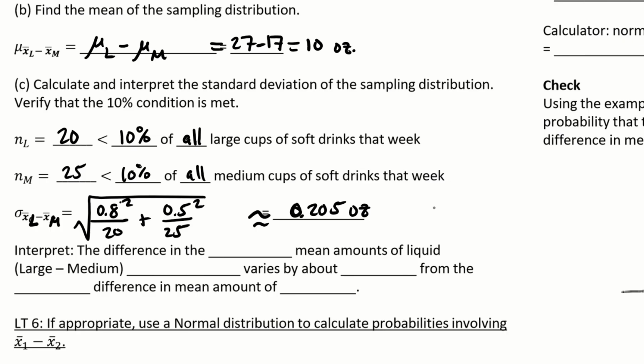All right, so interpret: the difference in the sample mean amounts of large minus medium liquid typically varies by about 0.205 ounces from the true difference in means in the mean amount of 10 ounces.